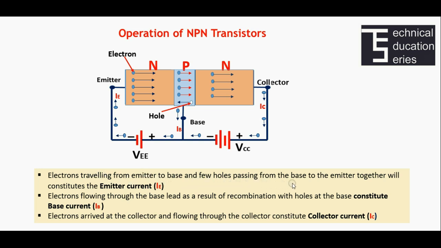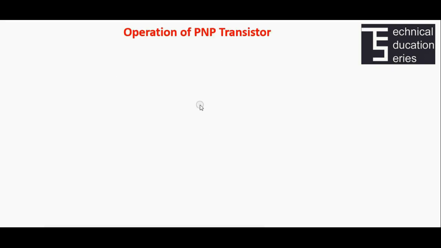few holes passing from base to emitter together will constitute the emitter current IE. And electrons flowing through the base lead as a result of recombination with the holes at the base constitute the base current IB. Electrons arrived at the collector and flowing through the collector constitute the collector current IC.